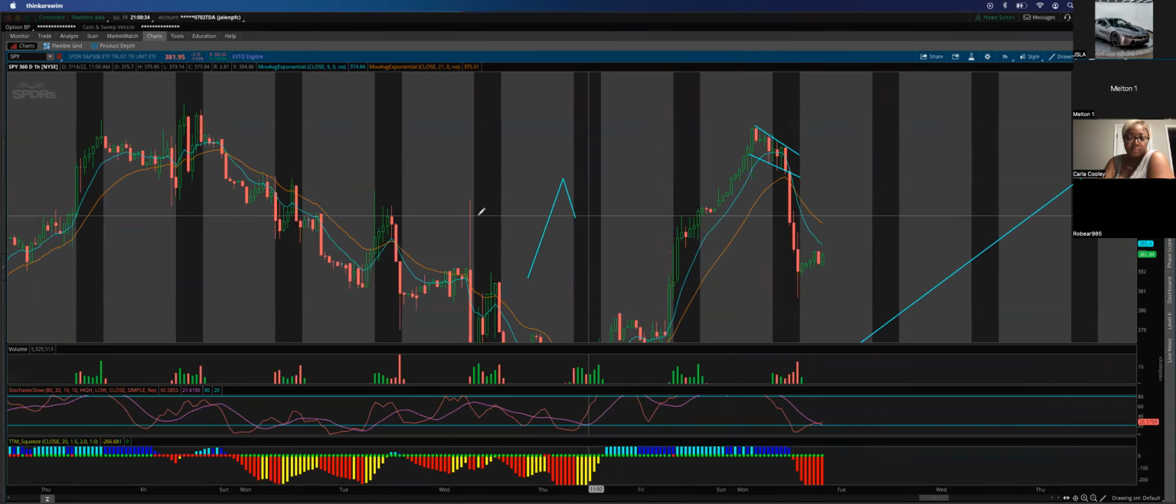Because if you see that right there, if you would have tried to use that as support, it kind of just broke clean through it. You know what I mean? So I would rather you just make fresh zones instead of trying to use them as support or resistance. I would just recommend making new zones, if that makes sense.